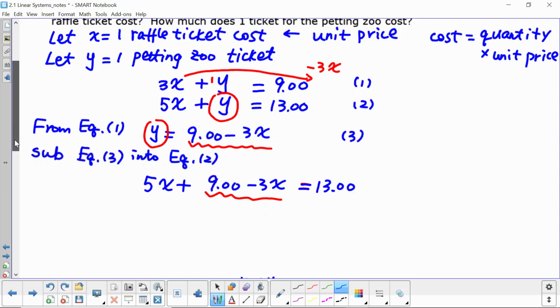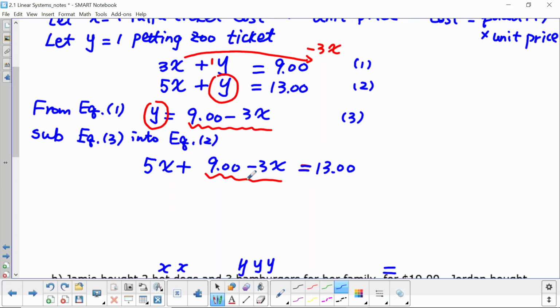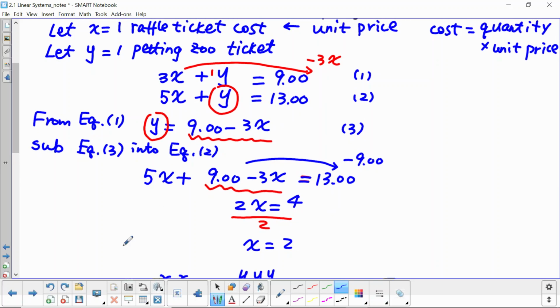Then after that, we are going to solve for x. We move the numbers to the other side by doing the opposite operation. Then 5x minus 3x gives you 2x. 13 minus 9 gives you 4. We move the 2 to the other side by doing the opposite operation. You have x equals 2. So this is the cost for one raffle ticket.